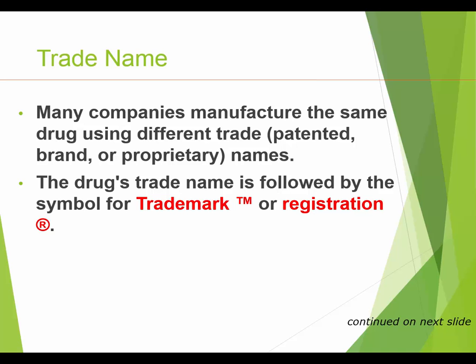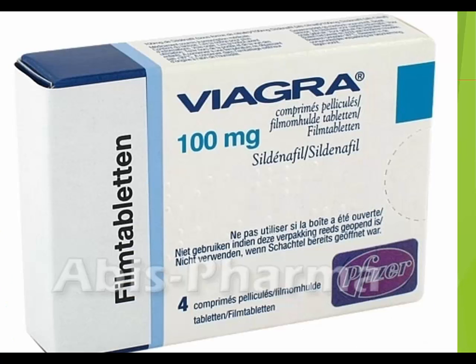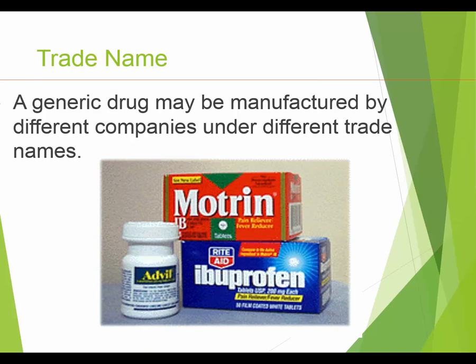The trademark names have an R next to them, or they'll have TM written next to them. That's the trademark names. But the generic names will be lowercase if they're written out in a sentence. So, this one, sildenafil is the generic name. Viagra is the trade name. Okay. And this one, Advil, Motrin, ibuprofen. Ibuprofen is the generic name. Motrin, Advil are trade names.